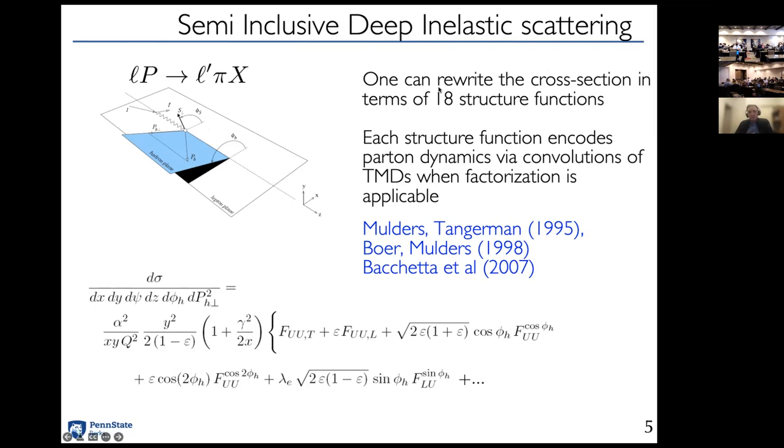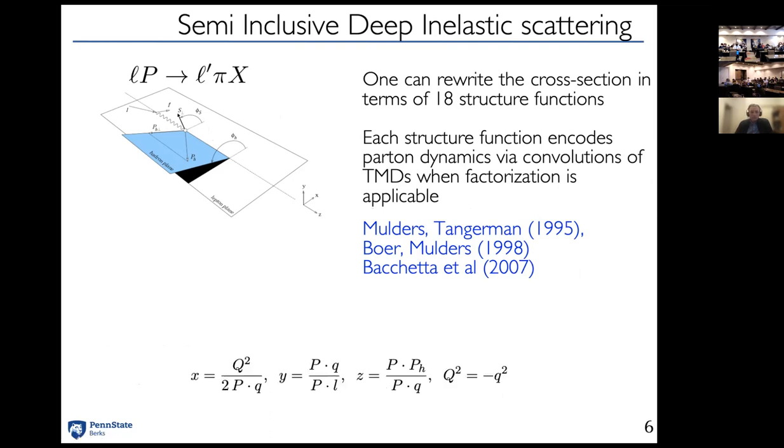Once I write my cross section, I'll write it in terms of structure functions. There are 18 structure functions for semi-inclusive deep inelastic scattering. Each structure function encodes partial dynamics via convolutions of TMDs. Then factorization is applicable, and we have all those results in our TMD book. We'll use variables to describe our cross sections: the working variable x, the inelasticity y, which is p dot q divided by p dot l, the variable that describes fragmentation z, which is p dot Ph divided by p dot q, and the virtuality Q squared. Those are the variables that we'll use for our cross sections.